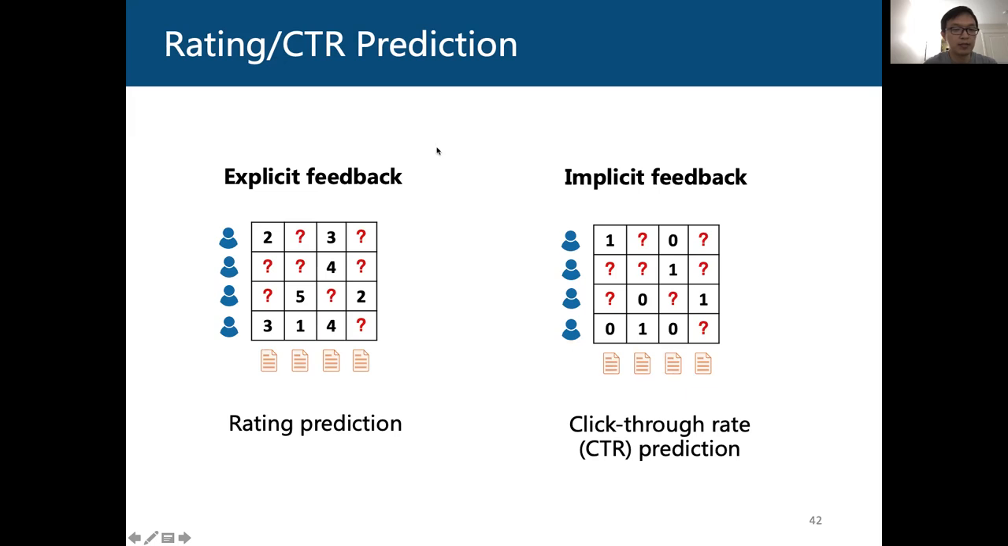So in recommender systems, we basically have two tasks. The first is rating prediction, in which we are given the ratings of users to items, and the goal is to predict these missing ratings. And second is click-through rate prediction, in which we only know whether a user clicked an item or not. So here these labels are 0 or 1, and our goal is to predict these missing entries here.